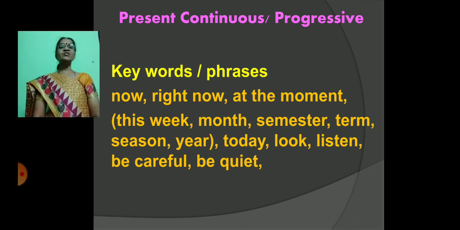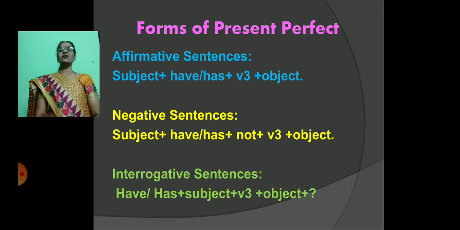Now the key words which are used for your present continuous or the progressive tense are now, right now, at the moment, this week, so on. So the third tense, that is present perfect.